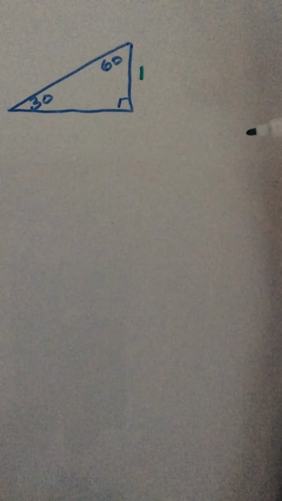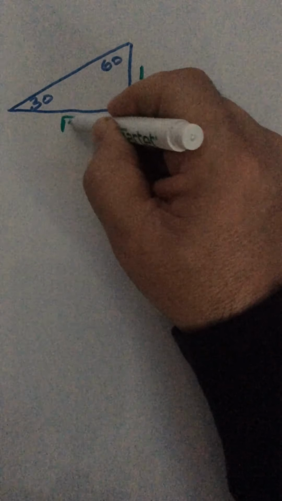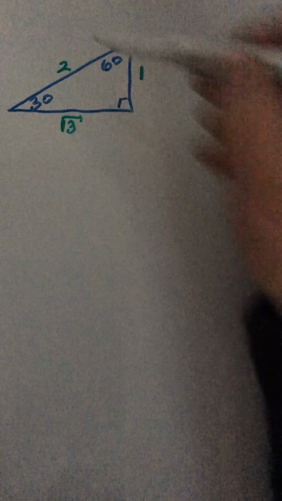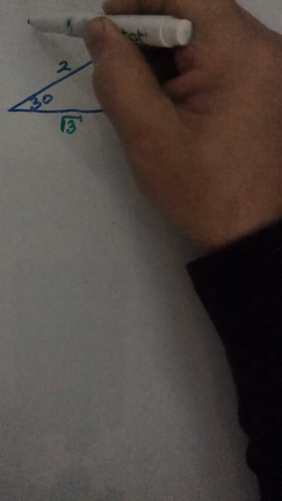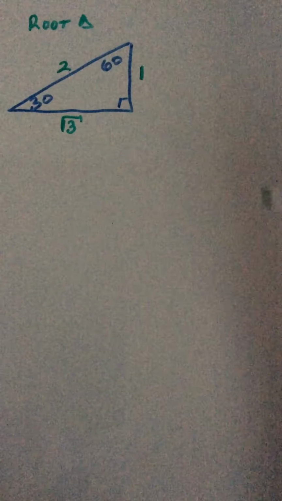That side was always 1. This side was root 3. This side was 2. That was my root triangle.